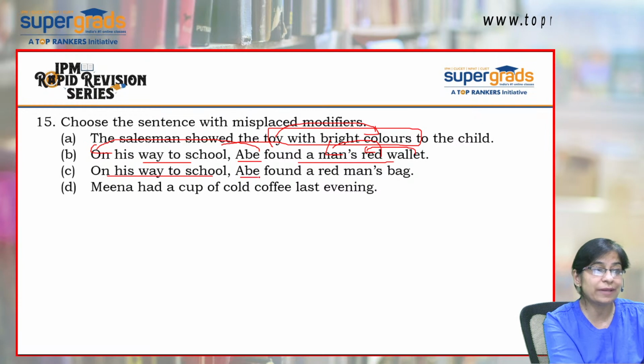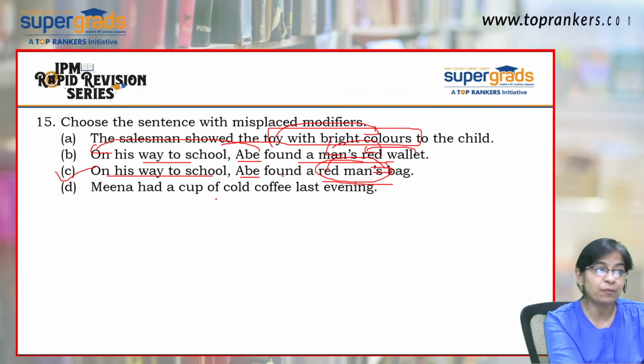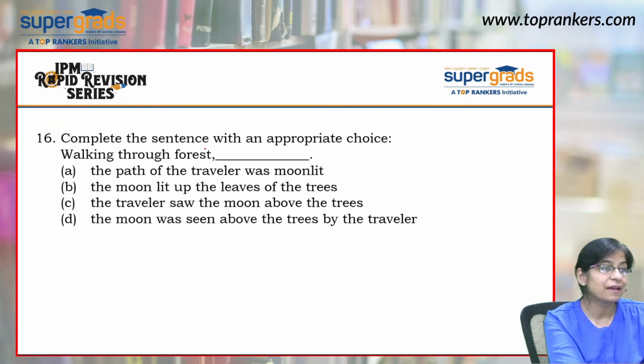On his way to school, Abe, this part is okay, found a red man's wallet. How come a man is red? Well, something is wrong here. Probably the word red has been misplaced. It should have been placed with the word bag, which it modifies the best. So the answer would be C. Meena had a cup of cold coffee last evening. Well, looks perfectly okay to me. The next one now. Complete the sentence with an appropriate choice.